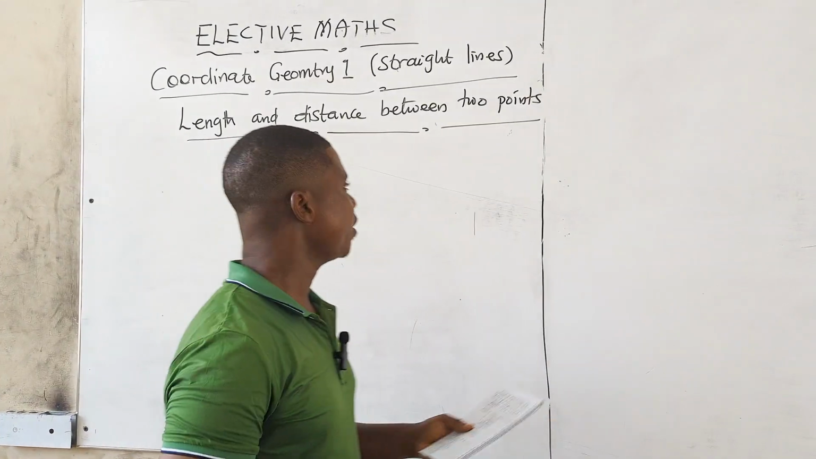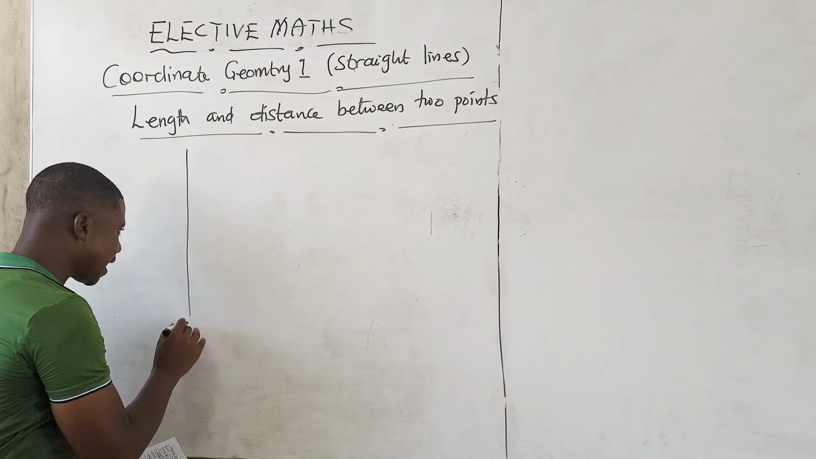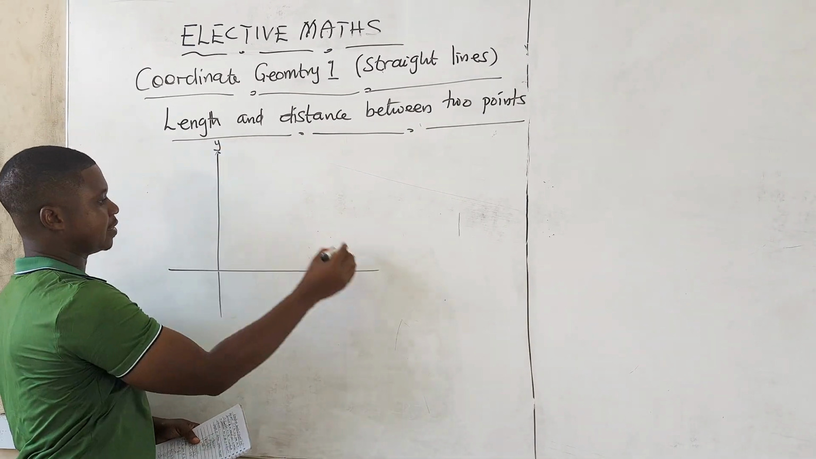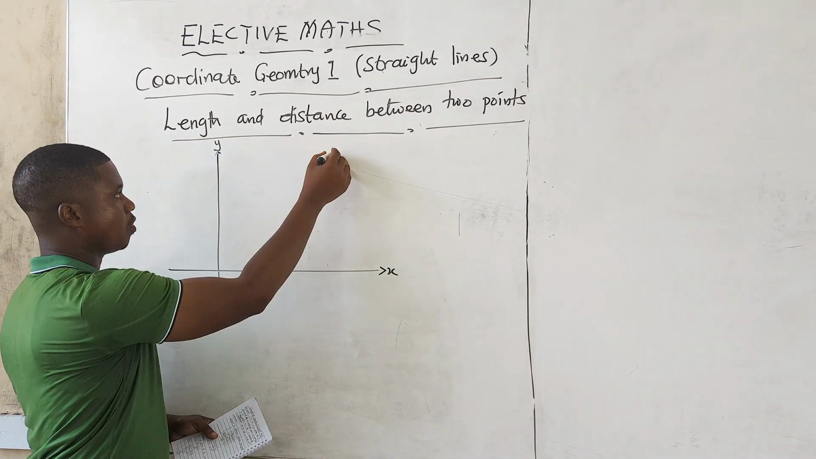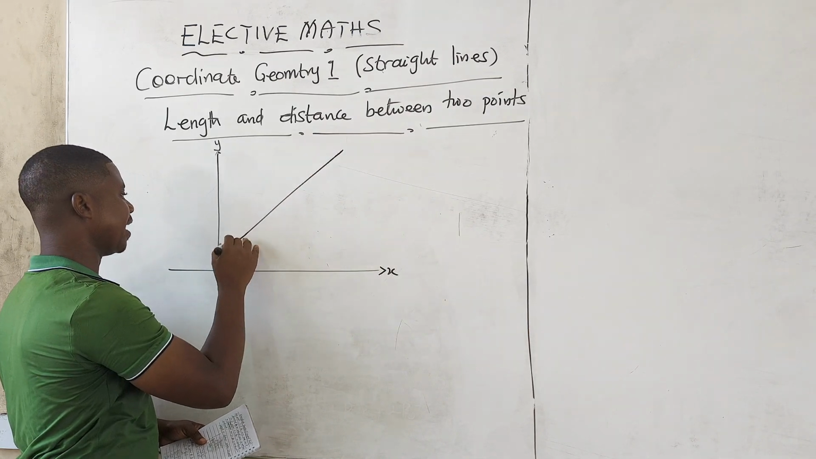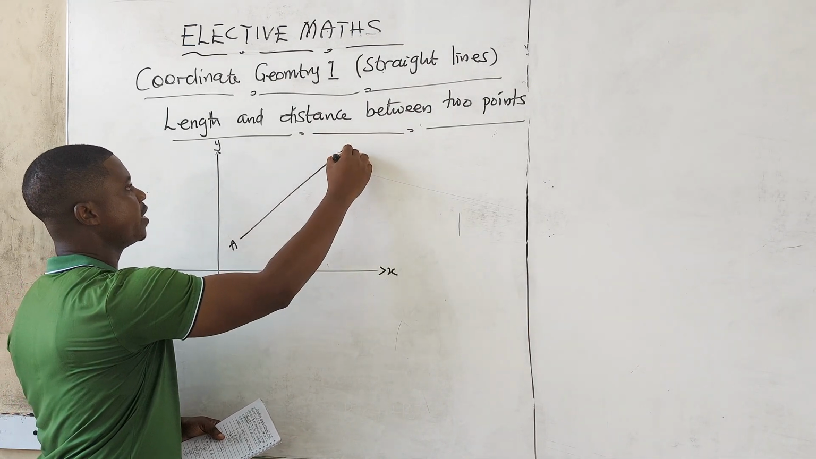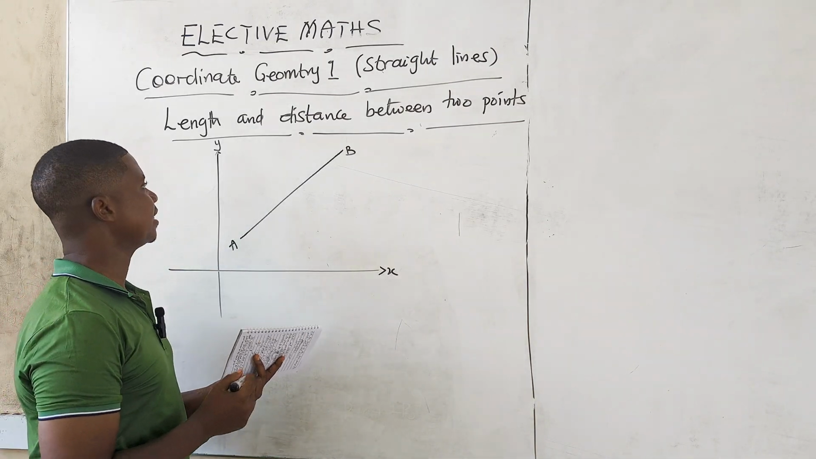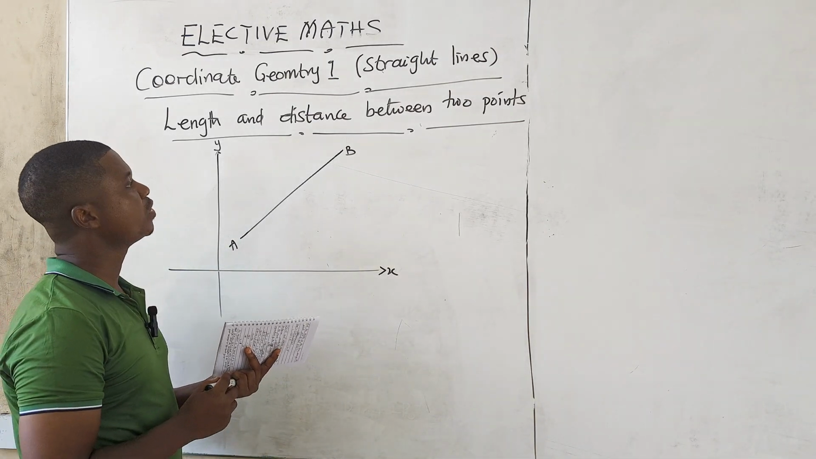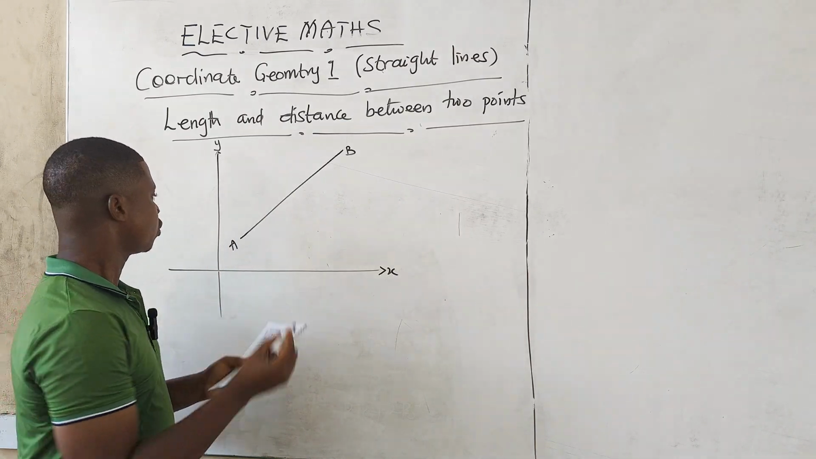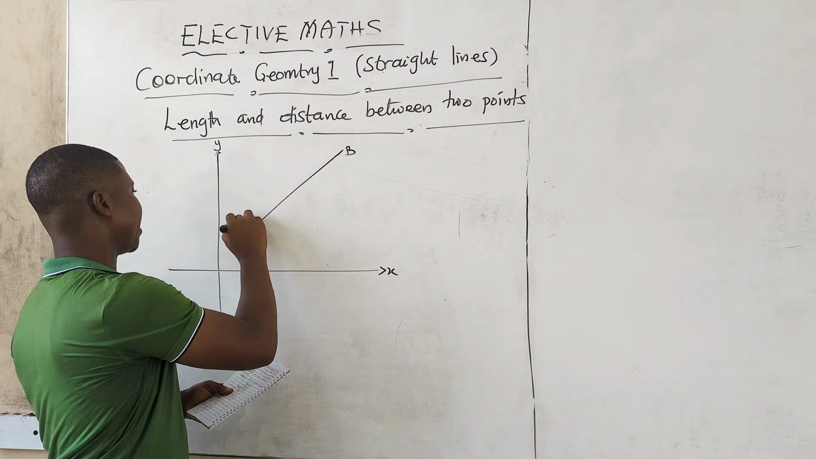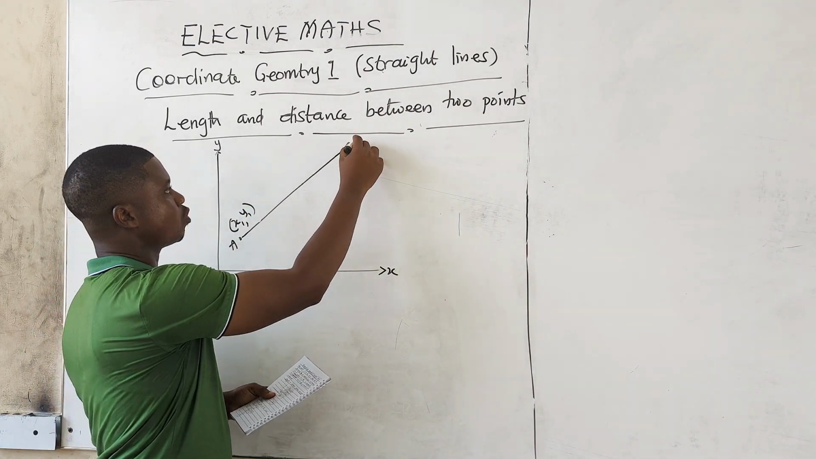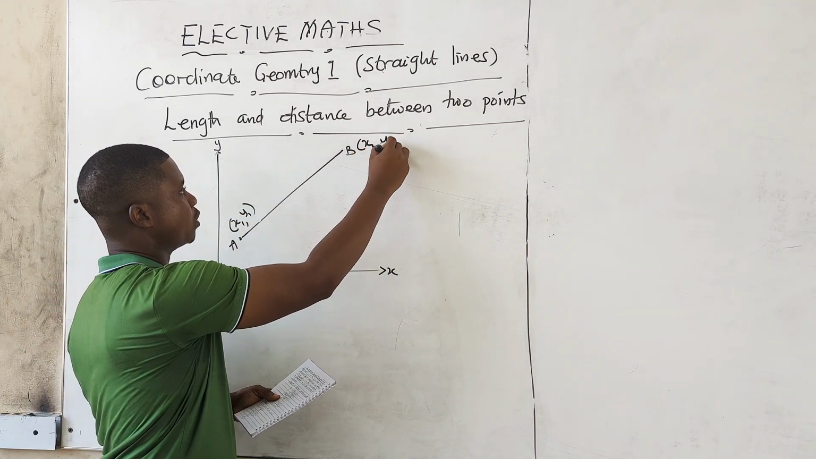So with this, this is your plane, having your y-axis and your x-axis. Let's look at the line or the distance from A to B. We are now going to look at how we can find the distance between these 2 points, A and B. So this point, let's consider we have x1, y1. Then this point, let's consider we have x2, y2.